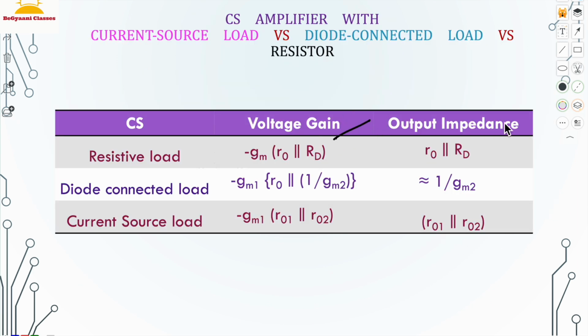And this is the voltage gain and output impedance summary table for the resistive load, diode connected load and current source load CS amplifiers. So this much in this video. In the next, we will study the active load common source amplifier.